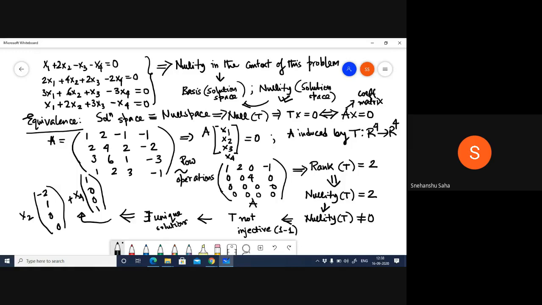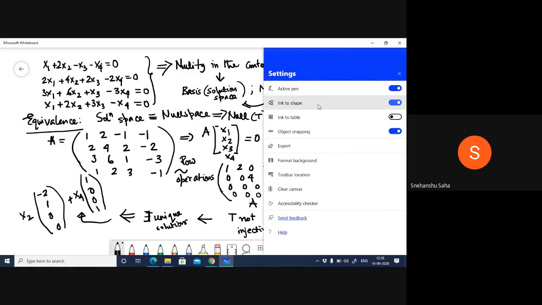I forgot something that I should have done in class before. It is an example of eigenvalues and eigenvectors. Okay, so let's see.